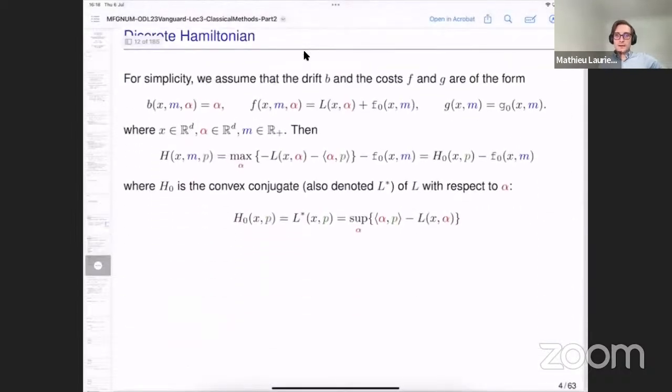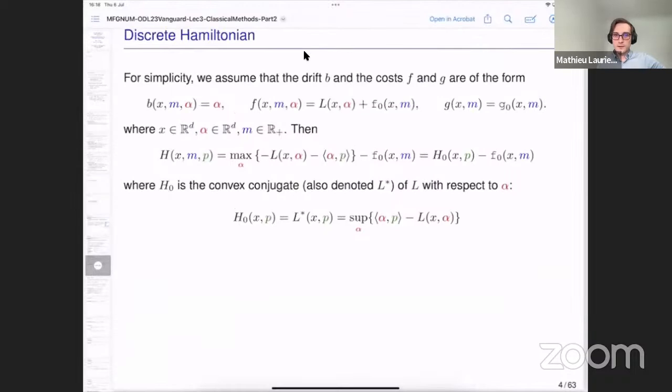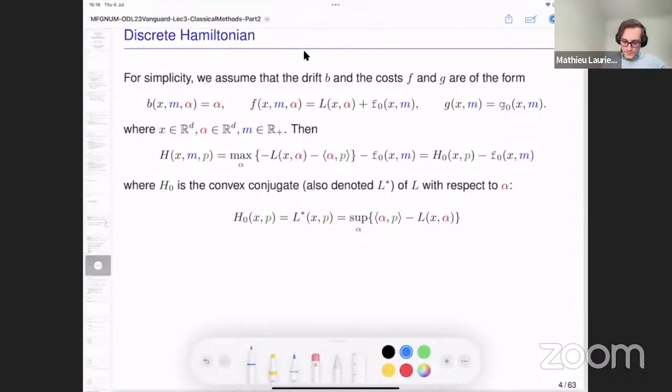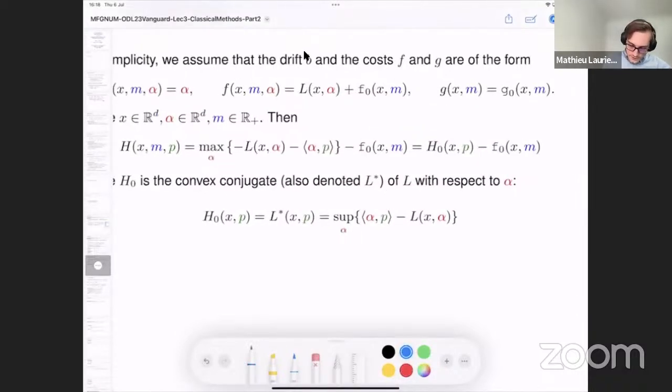So let me take a specific setting. I'm going to consider that the drift is just alpha. So this means that the agent controls her velocity directly. And I am going to consider that the running cost, f, is separable in the sense that it has an additive dependence in alpha and m. So this simplifies many things. And here I will use the notation L for the function of alpha and the notation f0 for the function of m.